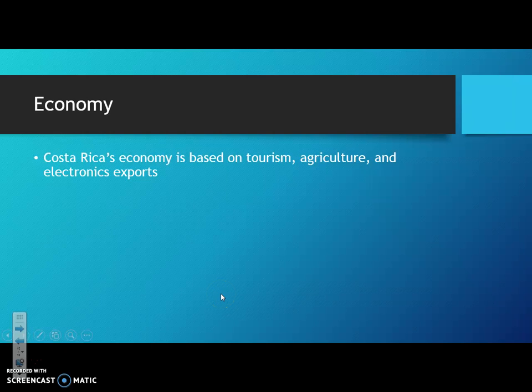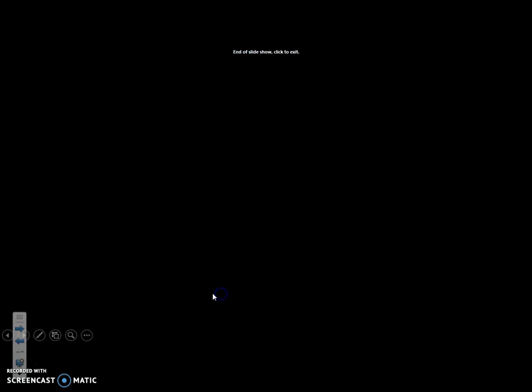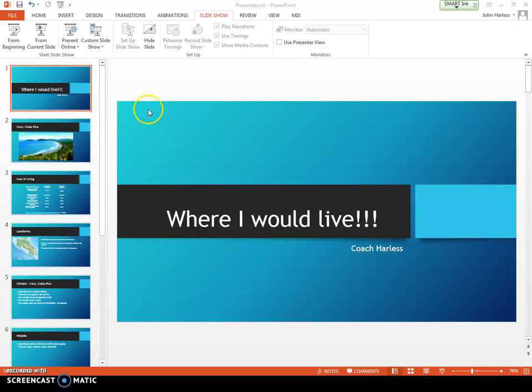The economy. Costa Rica does have one of the stronger economies in Central America. Costa Rica's economy is based on tourism, agriculture, and here lately they have really exported a lot of electronic devices and things to help in electronics. So, that was my slideshow.